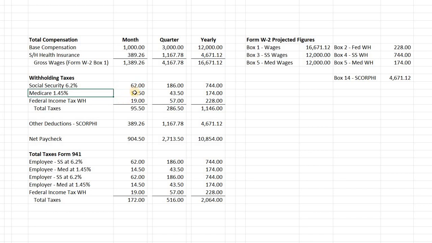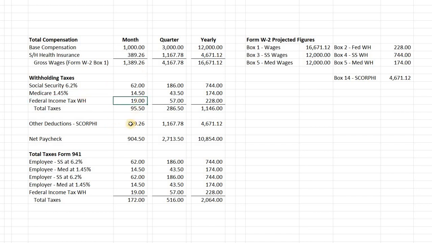Now, the Medicare withholding tax is 1.45% of the 1,000. So remember, we're not taking it on the total gross wages because the shareholder health insurance isn't subject to those payroll taxes. So we've got the 6.2% of 1,000, 1.45% of 1,000, and then the federal income tax withholding that he's taking out of each paycheck is going to be $19. So $19 per month is coming out as federal withholding tax.